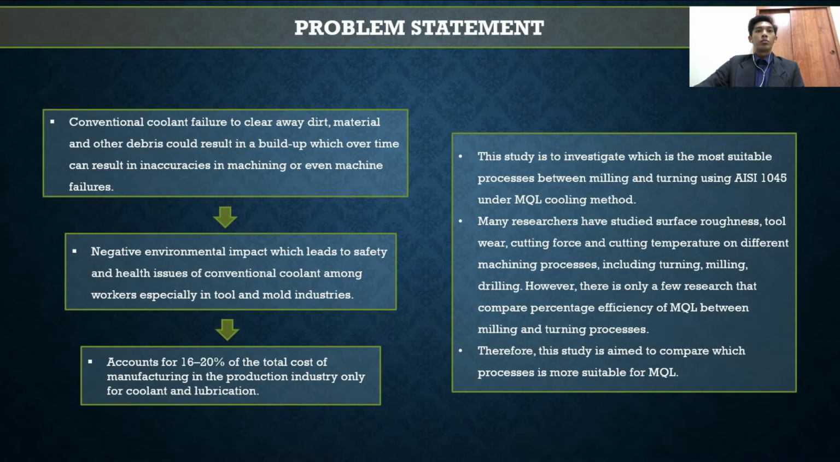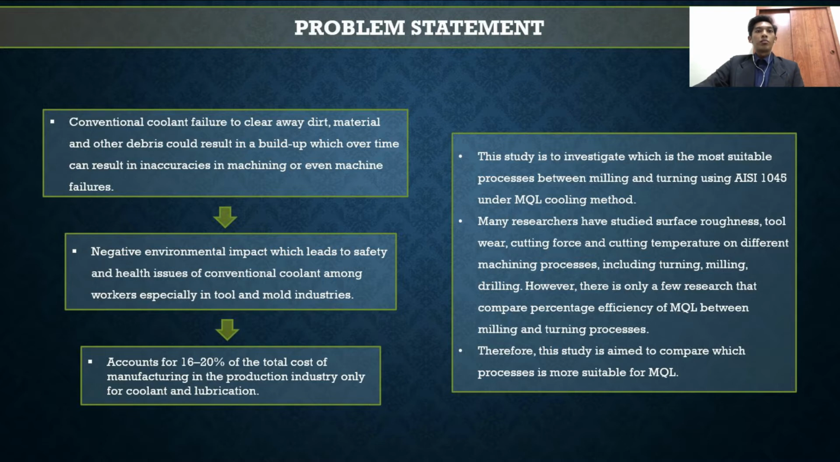This slide is about the problem statement. The first one is conventional coolant fails to clear wasted material and other debris. Other than that, conventional coolant has a negative environmental impact which leads to safety and health issues. The last one is it accounts for 16 to 20% of the total cost of the manufacturing production industry only for coolant and lubrication. Okay, this study investigates which is the most suitable process between milling and turning using AISI 1045 under the MQL cooling method.